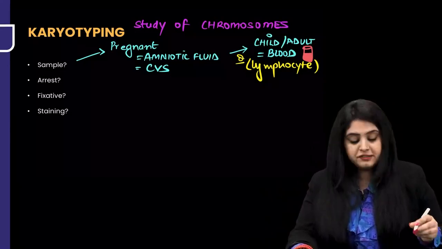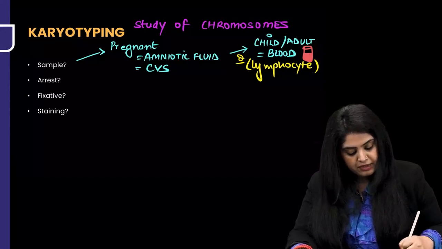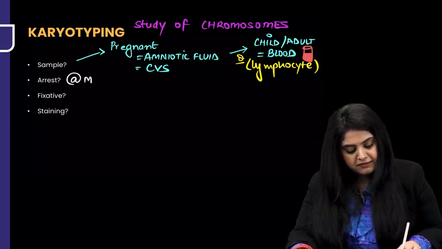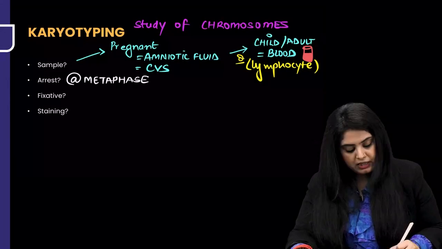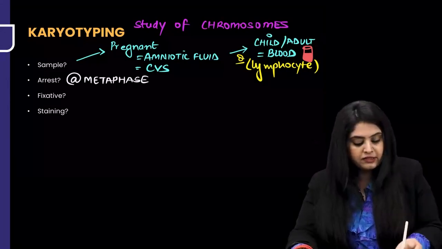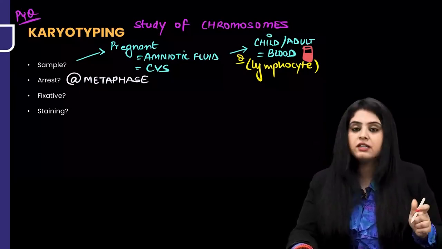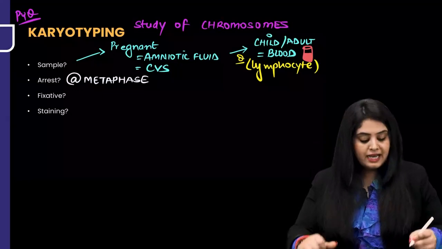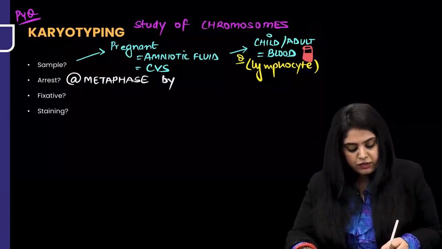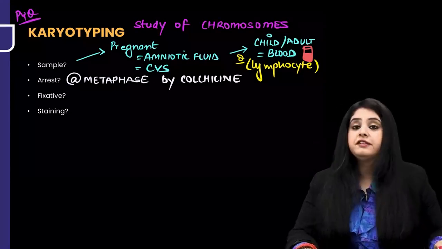Okay? So now the first step is you are going to arrest the cells. Where are you going to arrest the cells? The arrest is going to happen at metaphase. Again, every word is such an important PYQ. I'm not writing PYQ everywhere; at the start of the slide I will write PYQ because every word in this slide is a PYQ. So where are you going to arrest the cells? At metaphase. How will you arrest it? You will use a chemical called colchicine.